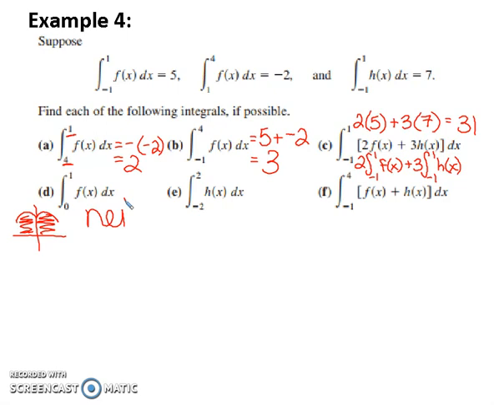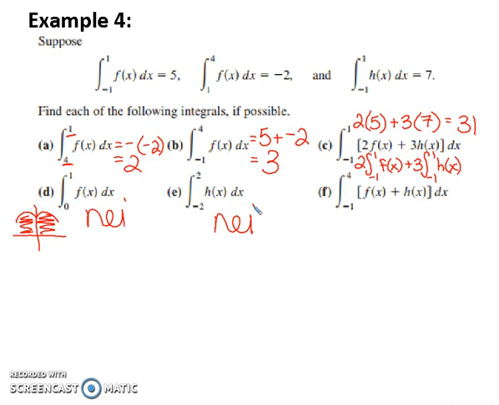E then is kind of along the same lines. We're going from -2 to 2 for h of x, but the only information we have for h of x is -1 to 1. So people might want to double it because the width is twice as big. But again, we don't know what the rest of the graph looks like, so we don't have enough information to calculate that integral. And then for f, we want -1 to 4 for f of x plus h of x.